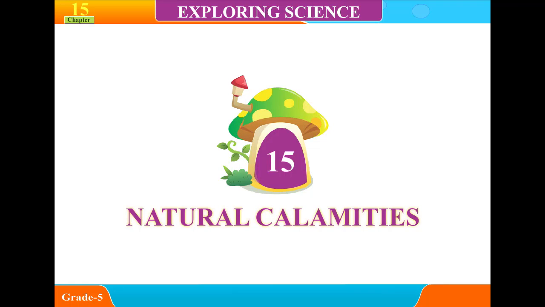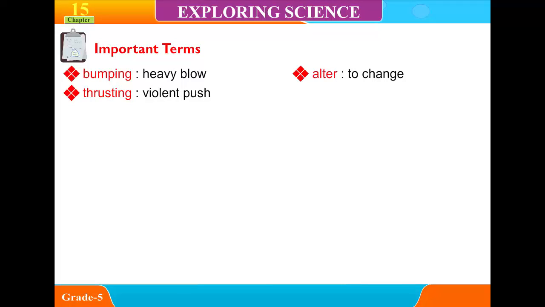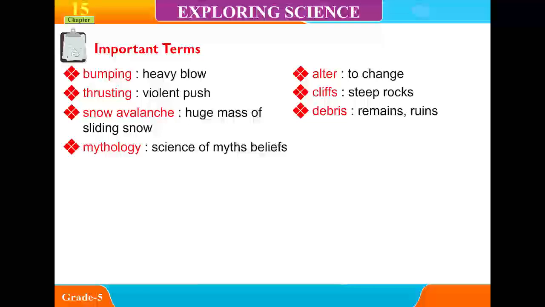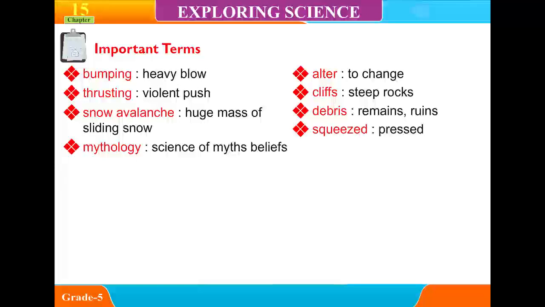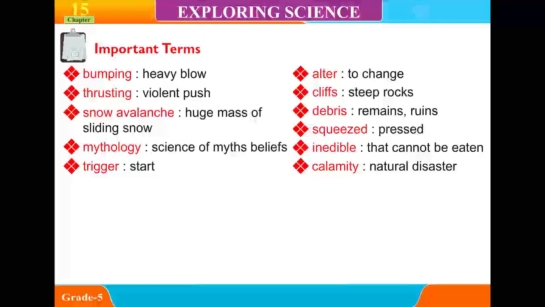Chapter 15. Natural Calamities. Important terms: bumping, heavy blow; alter, to change; thrusting, violent push; cliffs, steep rocks; snow avalanche, huge mass of sliding snow; debris, remains, ruins; mythology, science of myths, beliefs; squeezed, pressed; trigger, start; inedible, that cannot be eaten; calamity, natural disaster.